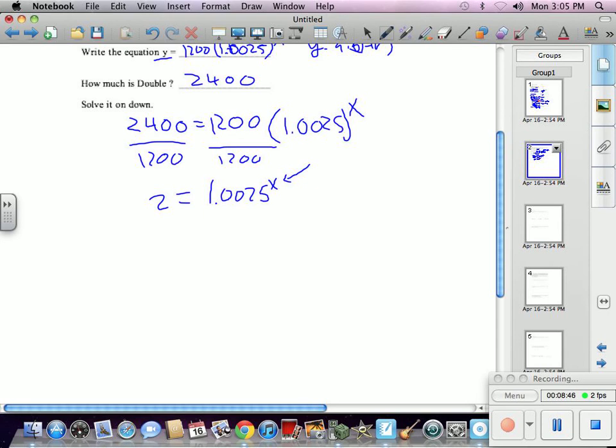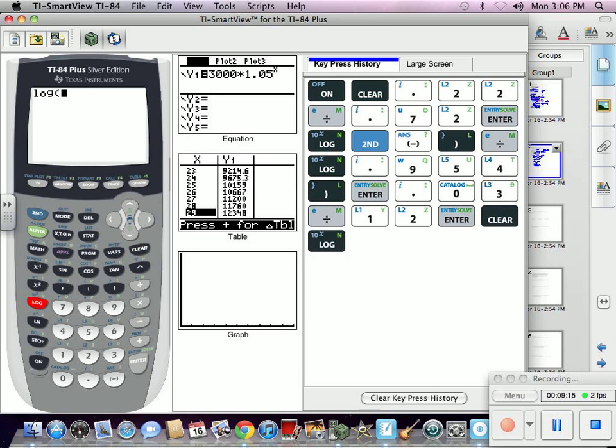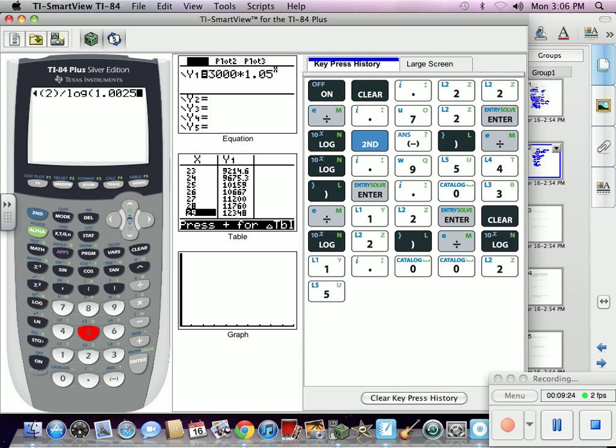Okay, so I'm going to say log base 1.0025 of 2 equals X. Now I can use my change of base formula. Log of 2 over the log of 1.0025 equals X. Plug that into my calculator. Clear. Log 2 divided by log 1.0025 equals that number.